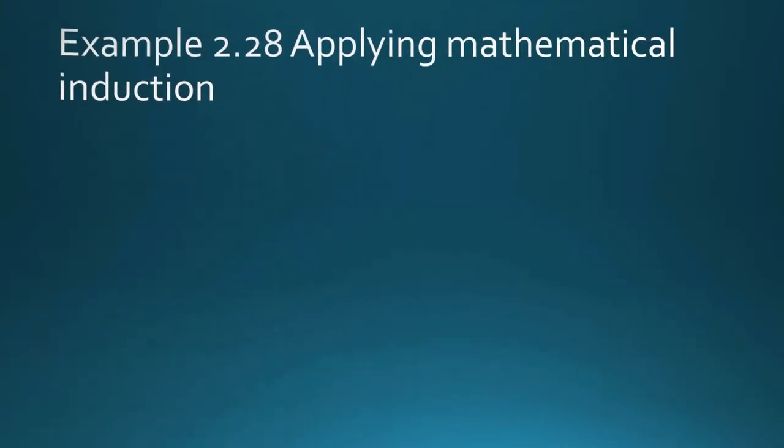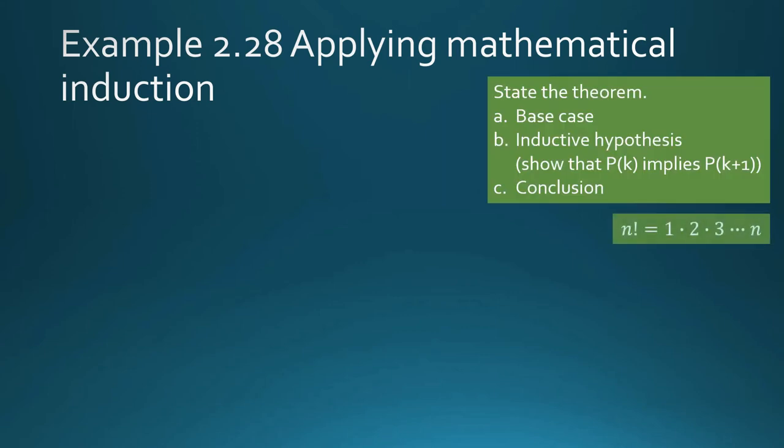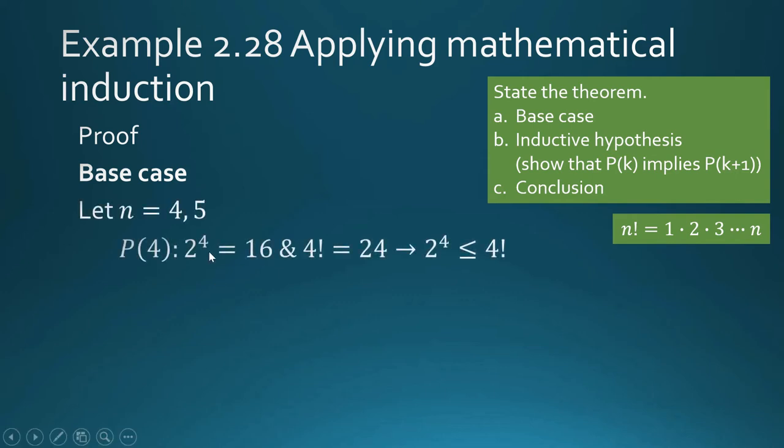So how do you begin? We begin with the base case. The base case is, you will show that it is true for the first value of n, for n equal to 4. So when n is 4, 2 raised to 4 is 16. And 4 factorial is 1 times 2 times 3 times 4, that is 24. And so 16 is less than or equal to 24. So 2 raised to 4 is less than or equal to 4 factorial. So when n is equal to 4, the proposition is true.